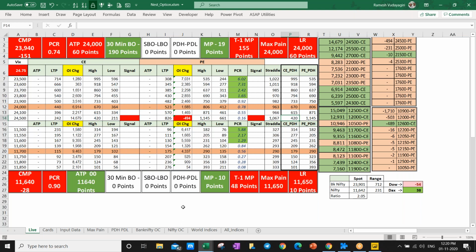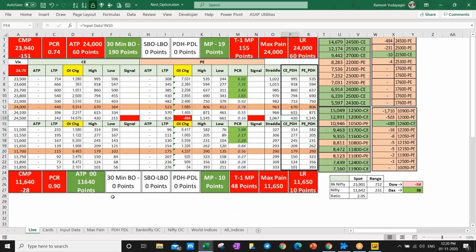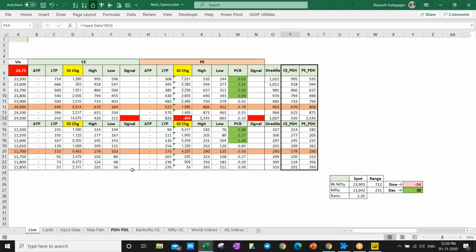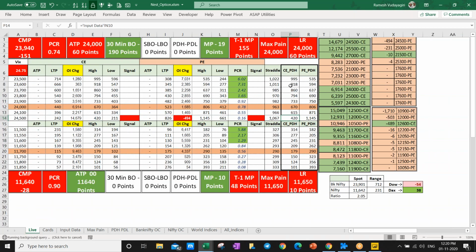Then coming to another thing, this is a bar copy. What I'm doing is every day, by end of the day, I refresh this file so that I get the call option high low, put option high low, close high low. Everything will get here, and I paste it in this sheet so that you get the data for any strike price you select, the call high, put high.